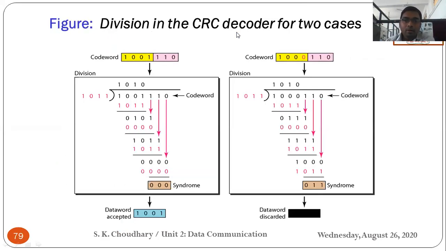Now we use the same example that we used on the encoder side. In that encoder, our actual data word is 1001, and a 3-bit remainder is added. This is the final code word we generated, whatever example we have taken. Now this code word is divided by the same divisor on the checker side, or receiver side.